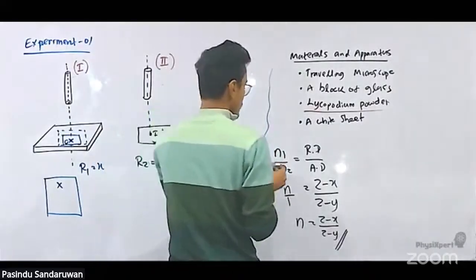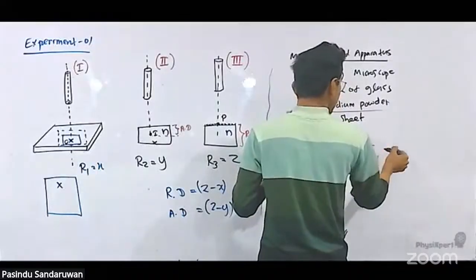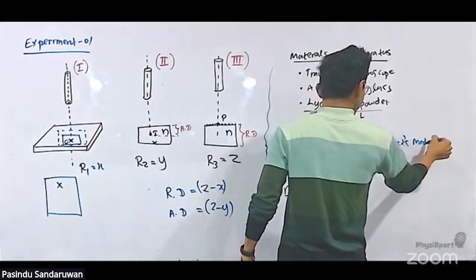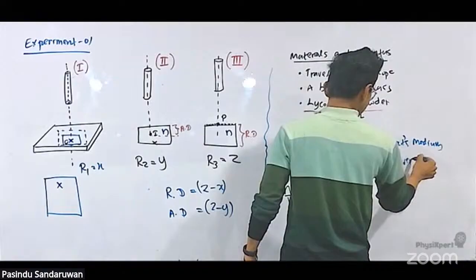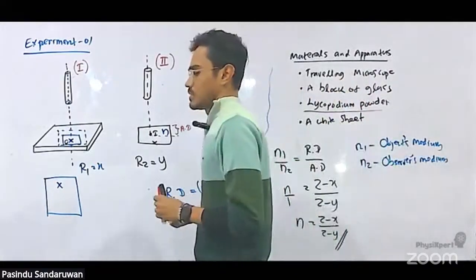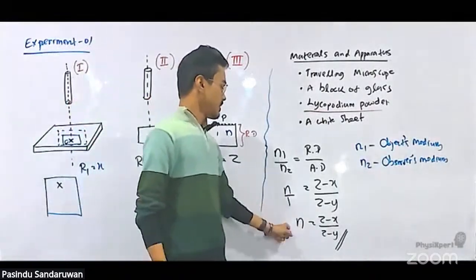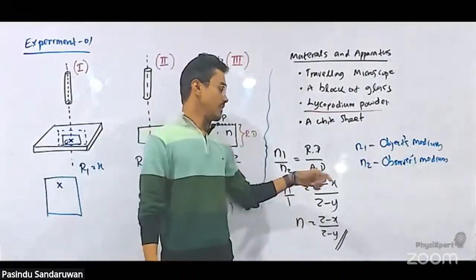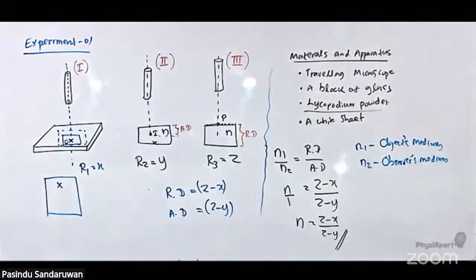And if you don't know about N1 and N2, in the theory, N1 is the object's medium, and N2 is the observer's medium. Then n is Z minus X over Z minus Y. All X, Y, Z are known values. Then we can easily plug these values and simplify. That's it.